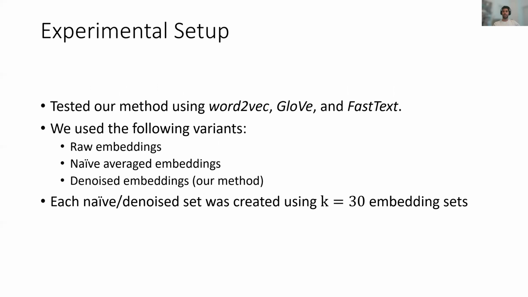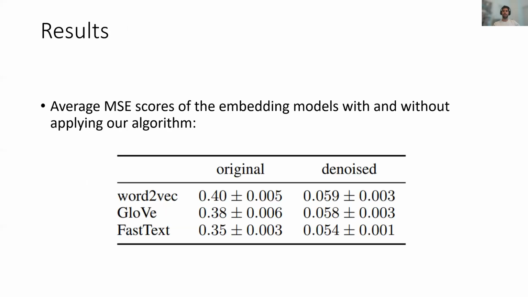To validate this approach, we trained word2vec, GloVe, and fastText embeddings using the same fixed corpus and vocabulary. In our experiments, we compared our denoised method with the original embedding models. And as an additional baseline, we also considered the naive average embedding model. We trained each of the models 30 times with different random seeds in order to obtain the multiple embedding sets we need. First, we analyzed how our method improves embedding quality and consistency.